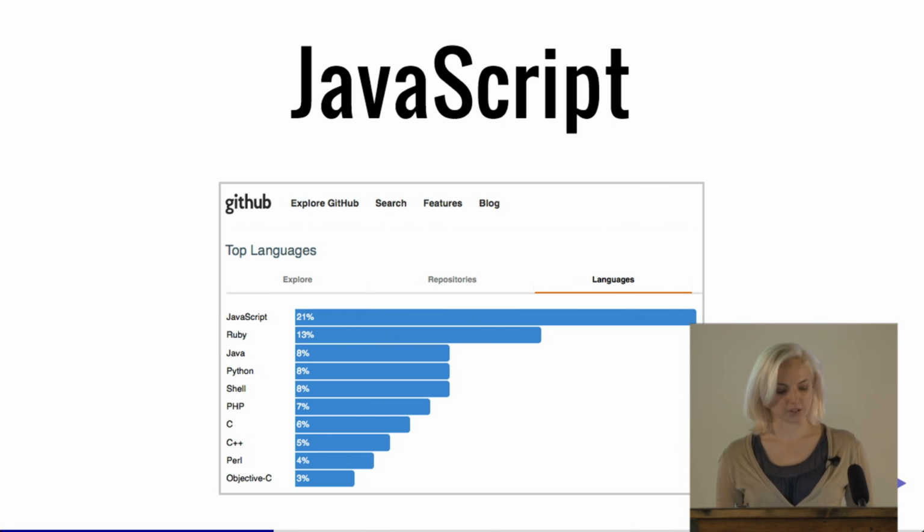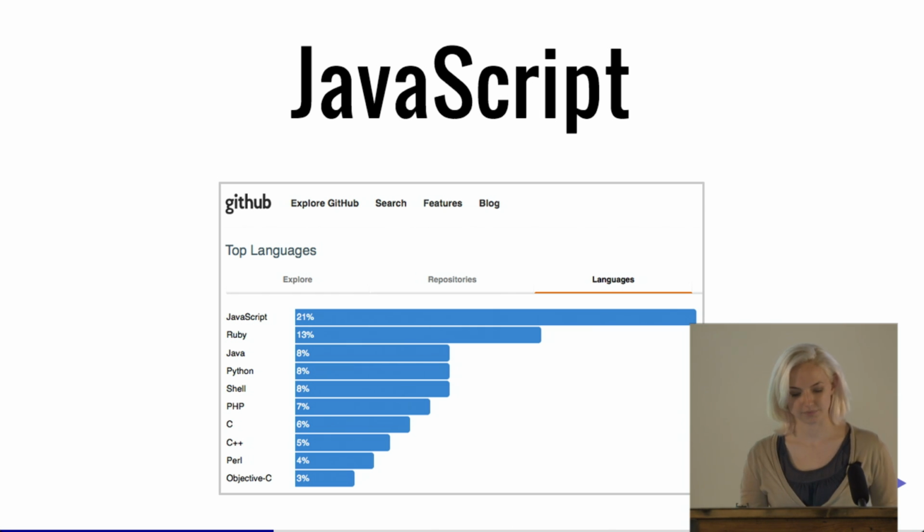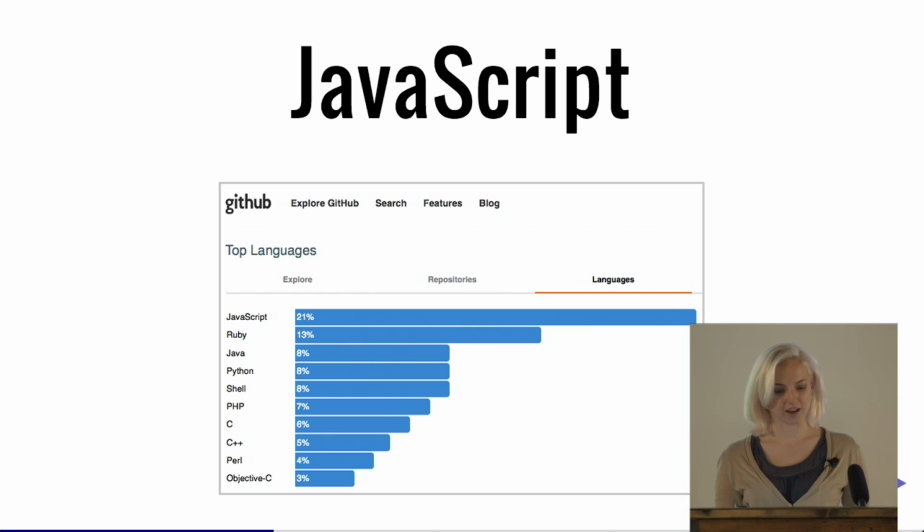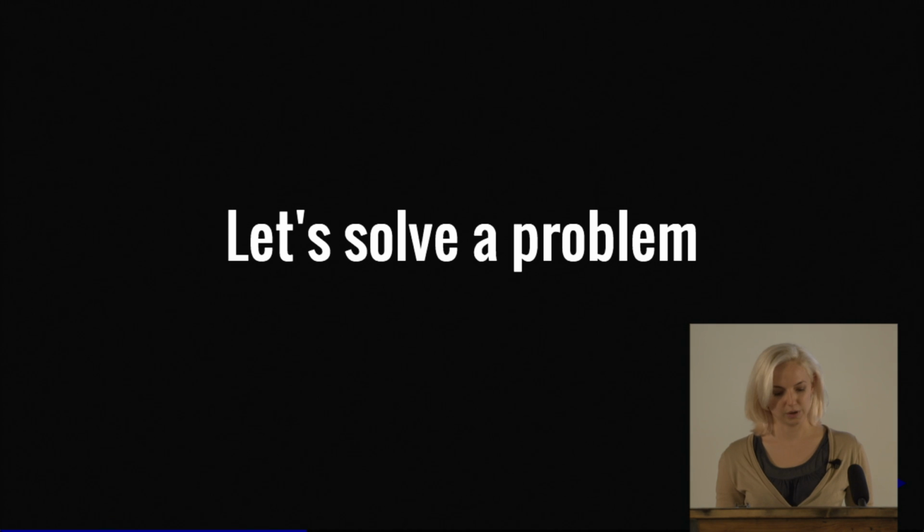And not only that, but JavaScript is essentially the only language that runs in the browser, and also runs on the server with Node.js. So yeah, it's a huge language. So it makes sense that we see if we can put the two together, machine learning and JavaScript. So let's do exactly that. What we're going to do is solve a problem with machine learning in JavaScript.